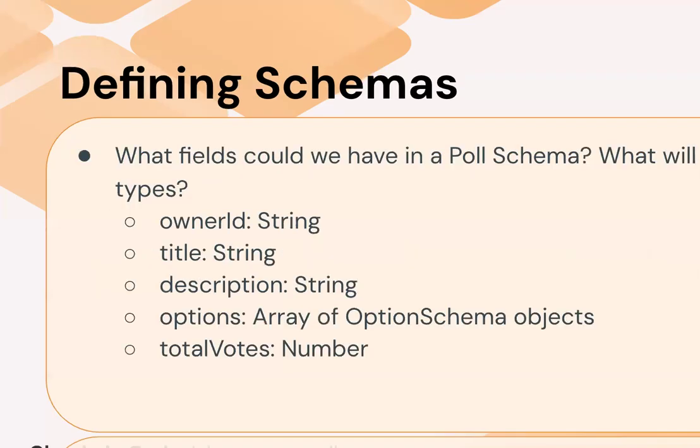Yeah, so in our poll schema, we're gonna need an owner ID, so a string for that, and then a title, as our volunteer said. We would have a string for that, a string for description, and for options, as I said before, we would nest a schema and have an array of option schema objects. And then for total votes, of course, you want to keep track of how many people are actually clicking on this poll. So you have a number for that.